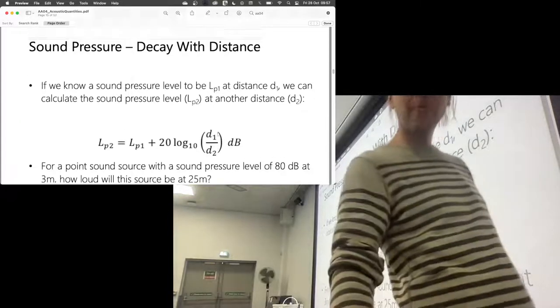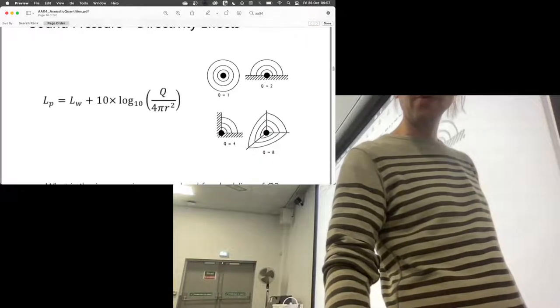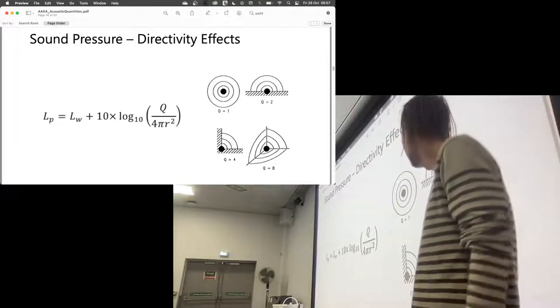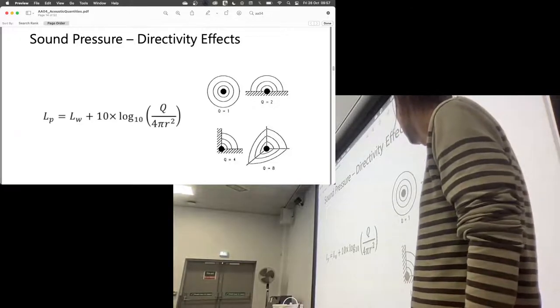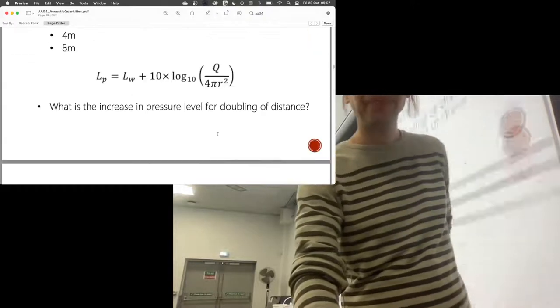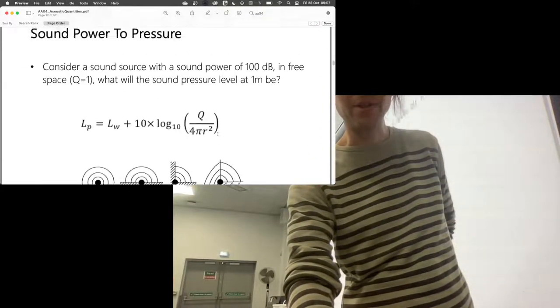There is one thing, though, about this sound power level. Can anyone figure it out? There is something really weird about this equation, and actually the concept itself.